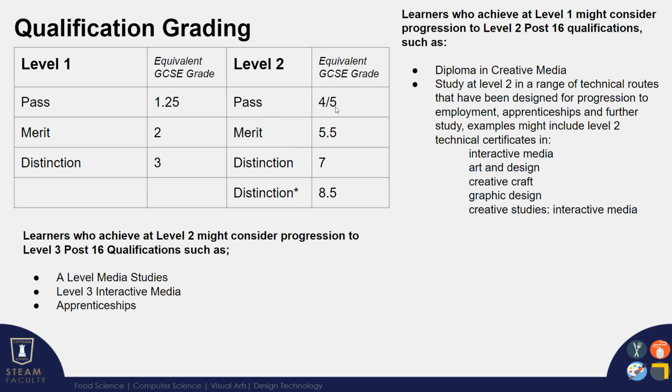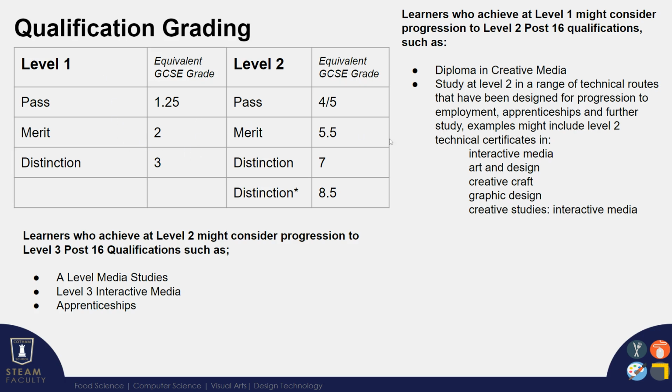In terms of the actual grading in Year 11, to achieve a level 2 pass would be equivalent to a grade 4-5. A merit is equivalent to roughly a 5.5 technical grade. A level 2 distinction is equivalent to a 7. A distinction star is 8.5, so we're saying that's grade 9. In terms of a level 1 pass, this is worth a grade 1. A level 1 merit is worth a grade 2, and a level 1 distinction is worth a grade 3.